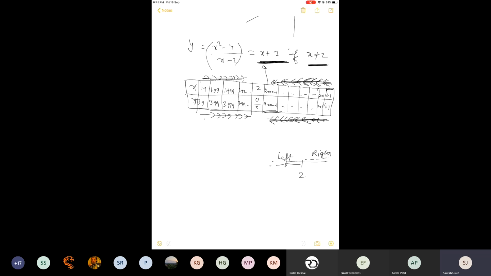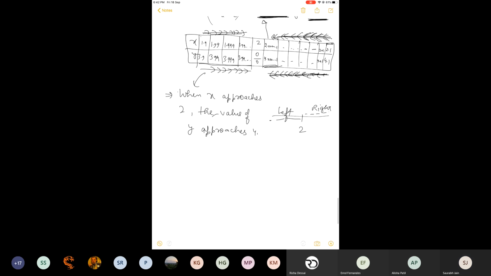So how can this information be written mathematically? First, let me give it some statement. When x approaches 2, the value of y, what is y? y is f(x) only, but let me write it first, approaches 4. Everything is about approaches here. There is no equal to. You will not say when x equals 2, y equals 4. This is not happening here.